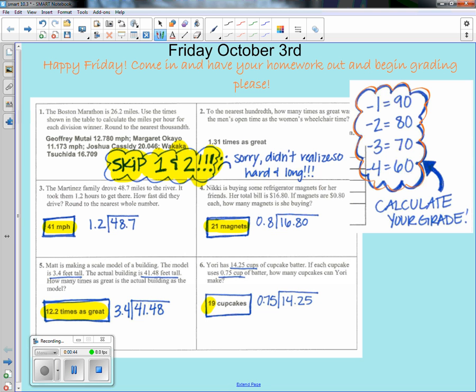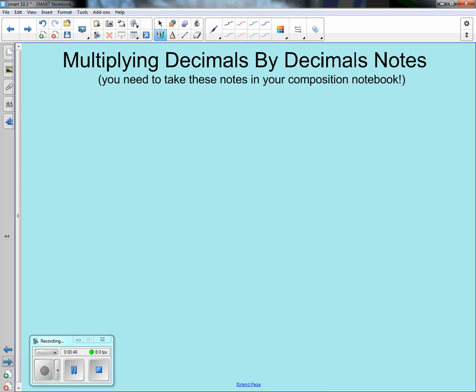I'm going to get started on the lesson. Okay, so multiplying decimals by decimals. Yesterday we did dividing decimals by decimals, and you should have those notes in your composition notebook. This is the same sort of style of notes that we're going to be taking today. Okay, so our example, we're going to start off with a really easy example, and then we're going to get into a little bit more difficult ones. But our first example that we're starting off with is 0 and 6 tenths times 5.